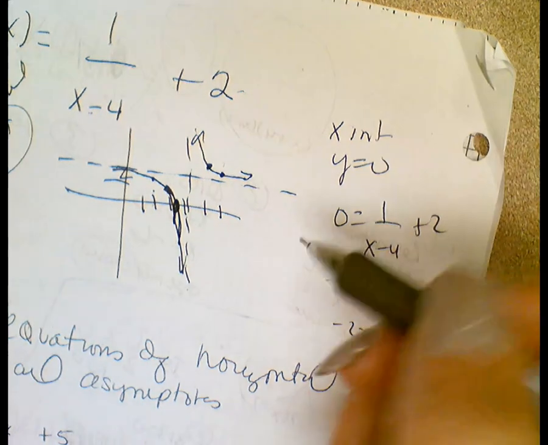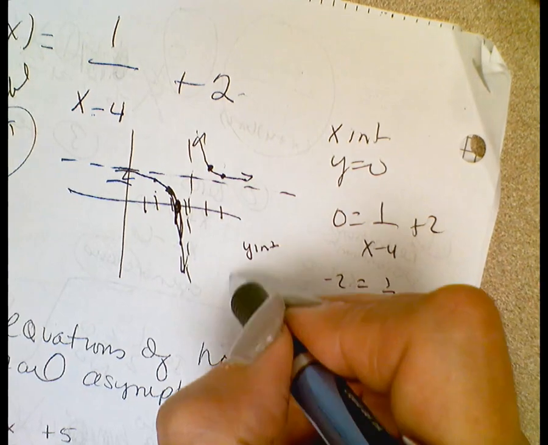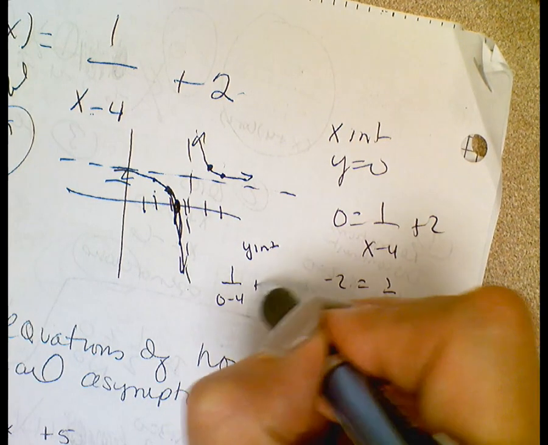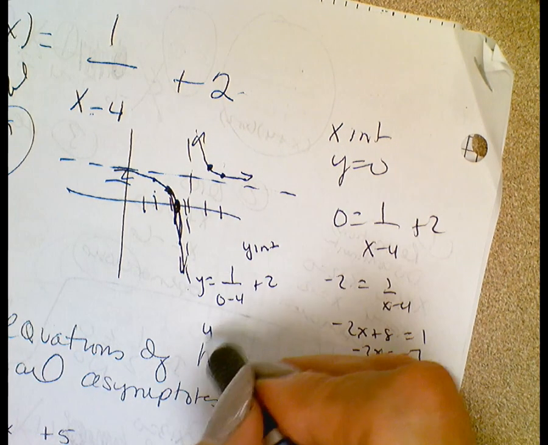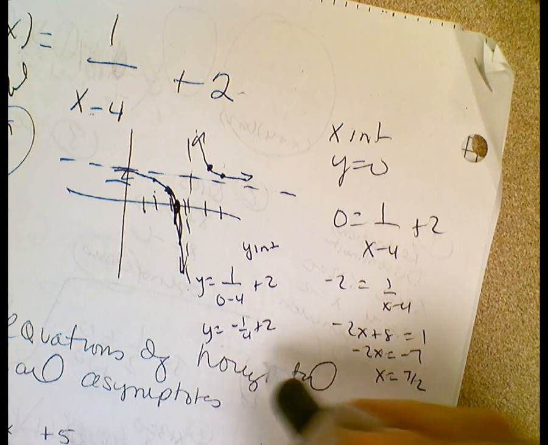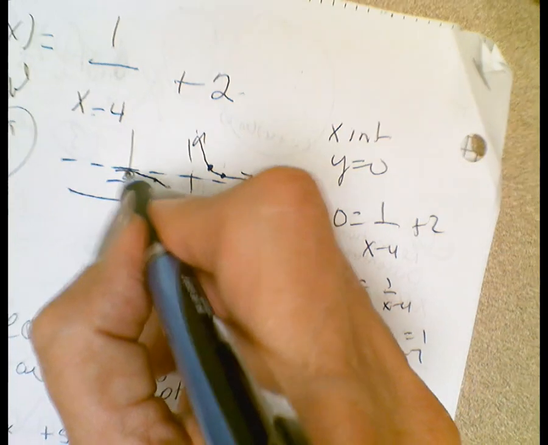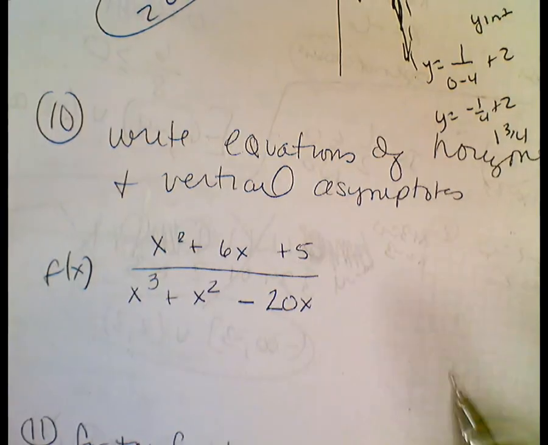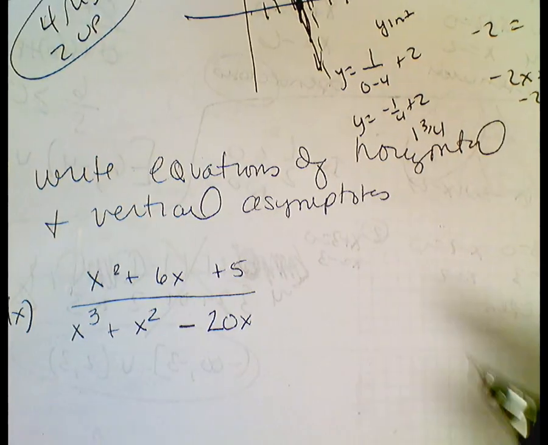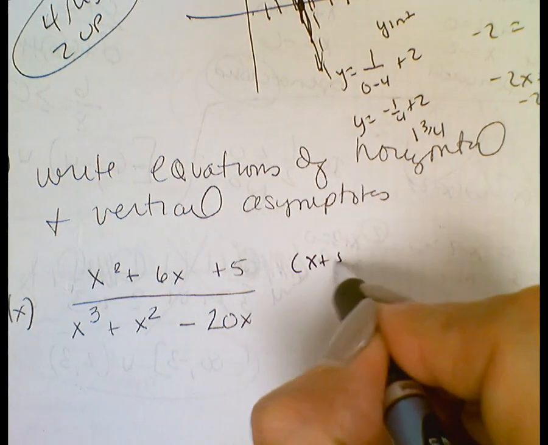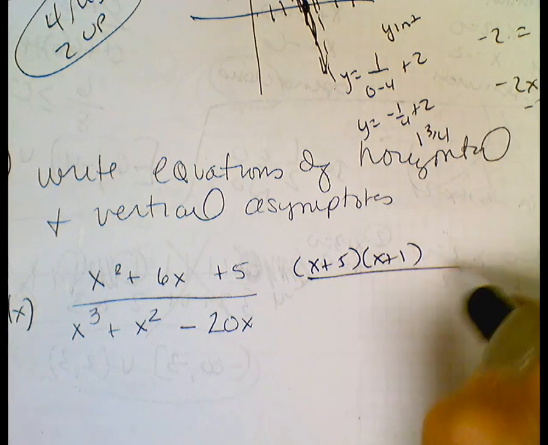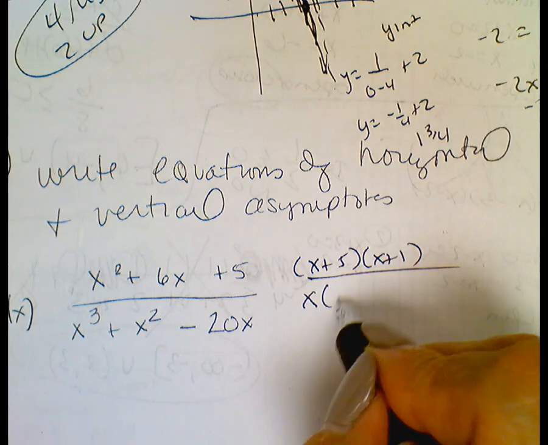How can you solve for the y-intercept? You let x equal 0. So that'd be y equals -1/4 plus 2, which is what? 1 3/4. So 1 3/4 is about right here. Make sure that it's going through the y-intercept. So those are a little bit trickier. All right, write the equation of the horizontal and vertical asymptotes. Well, I'm going to graph this. I'm going to factor this, take an x out.